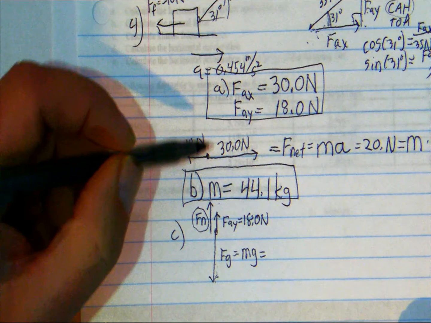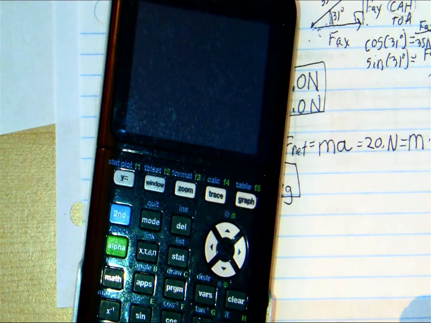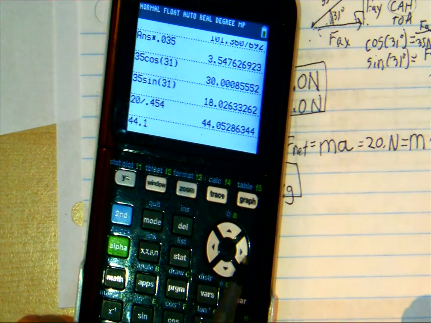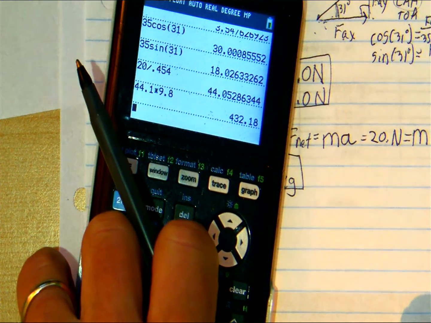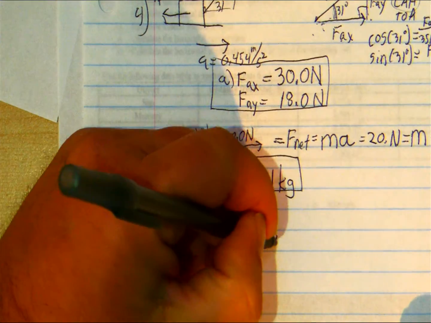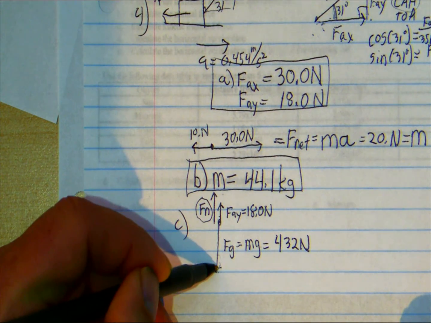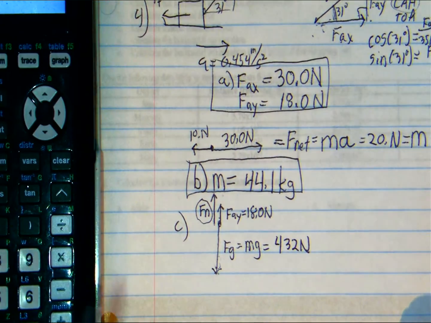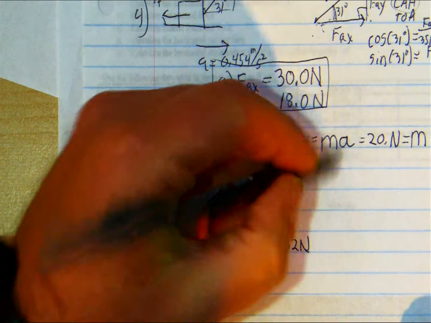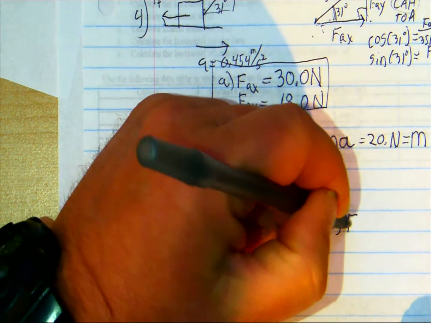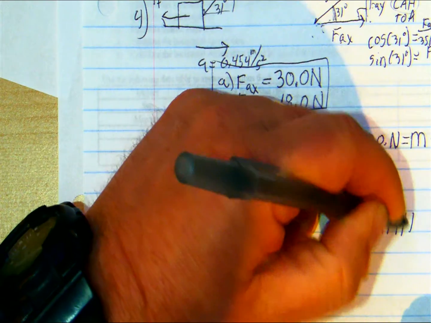Well, first, now that I know the mass of this block, I'm going to calculate its weight. So if I go 44.1 times 9.80, enter, it says the weight is 432 newtons. That's the magnitude of the downward force. If I remove 18 newtons from that result, then the upward normal force, this is part C, the upward normal force is just 414 newtons.